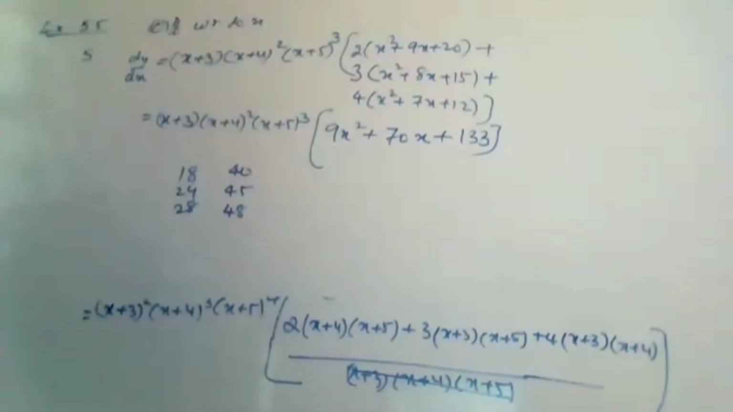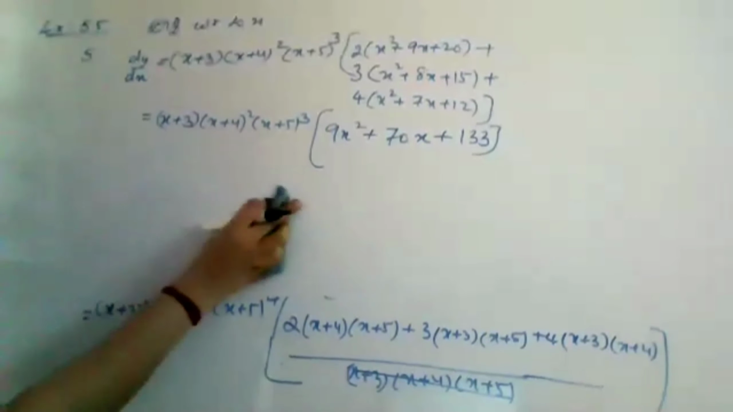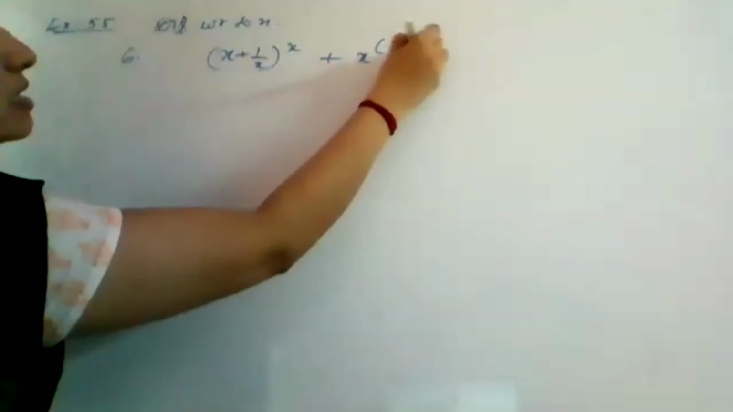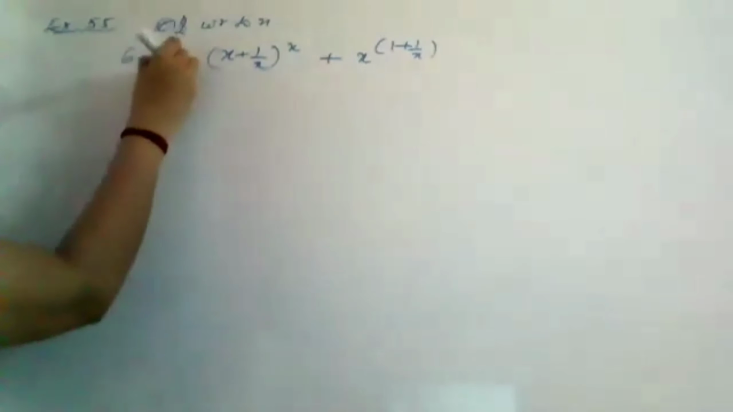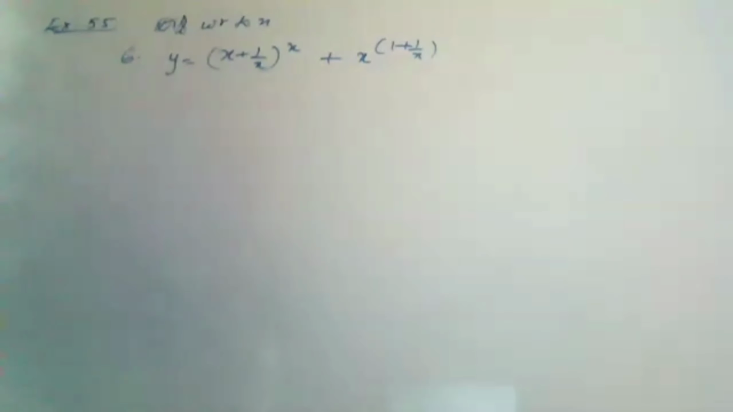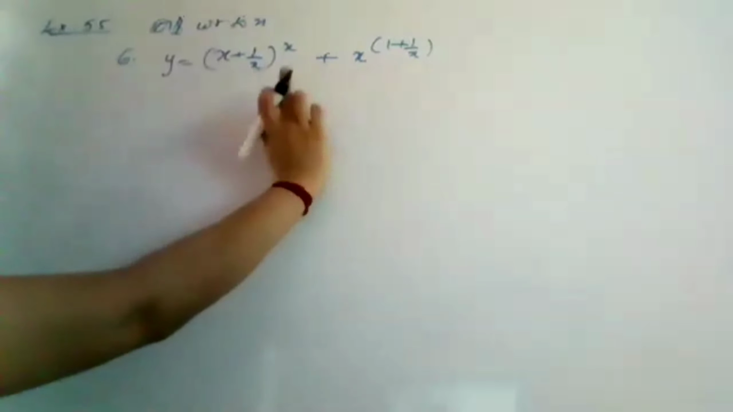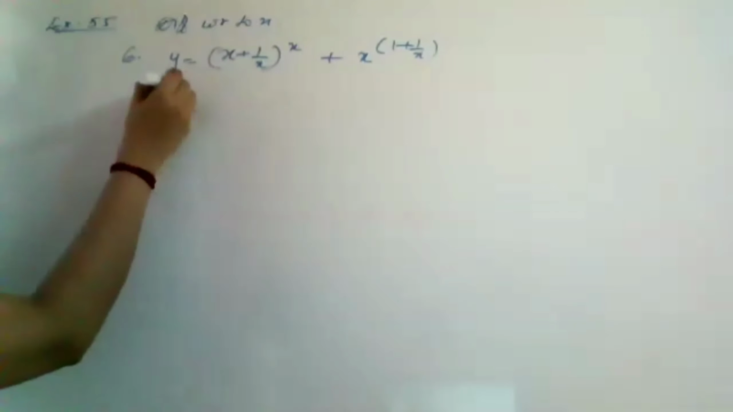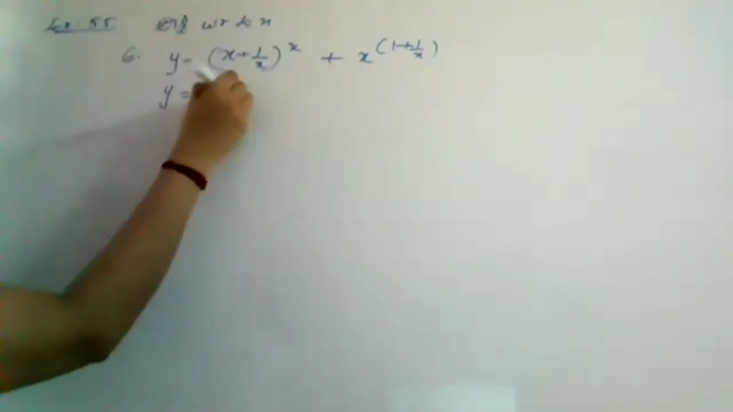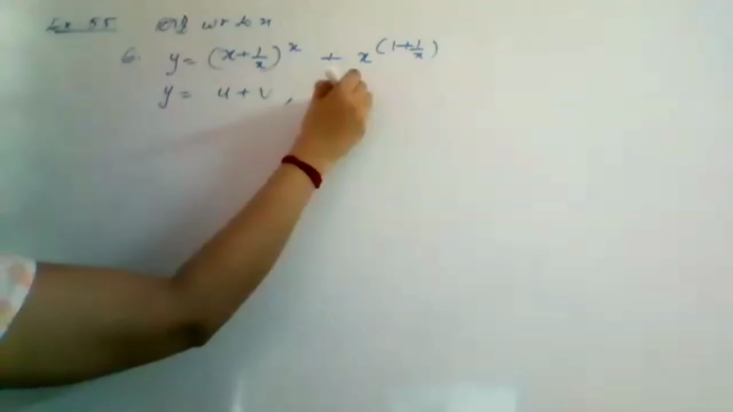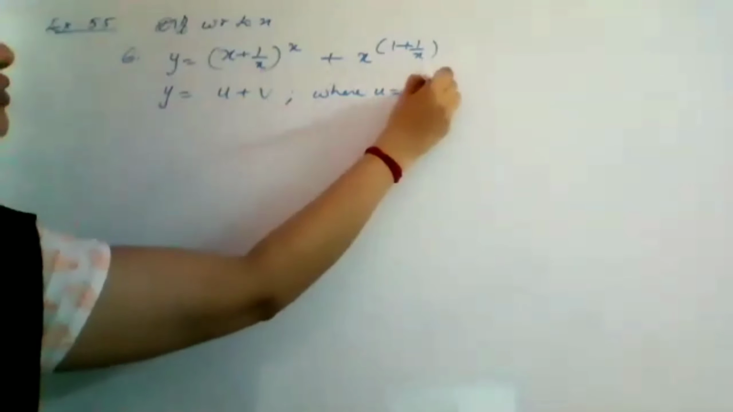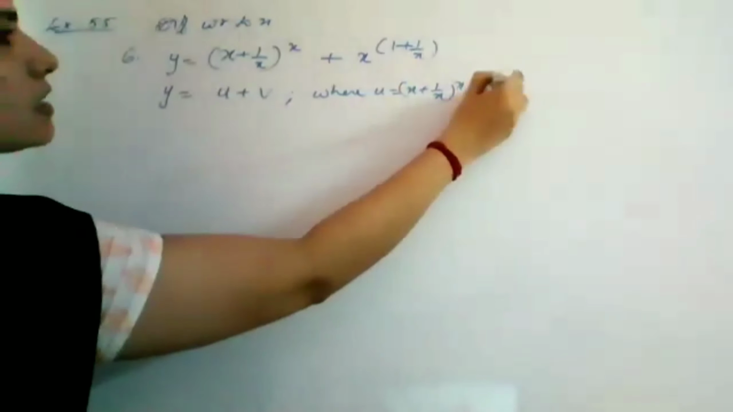This much can be done. Sixth. Next question is (x + 1/x)^x + x^(1 + 1/x). Put the question as y equal to. Again, you have two terms here. We will substitute y equal to u plus v, where u is equal to the first term and v is equal to the second term.